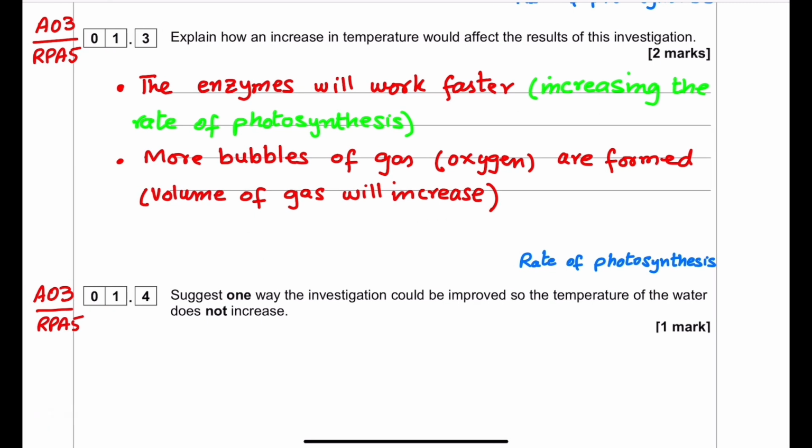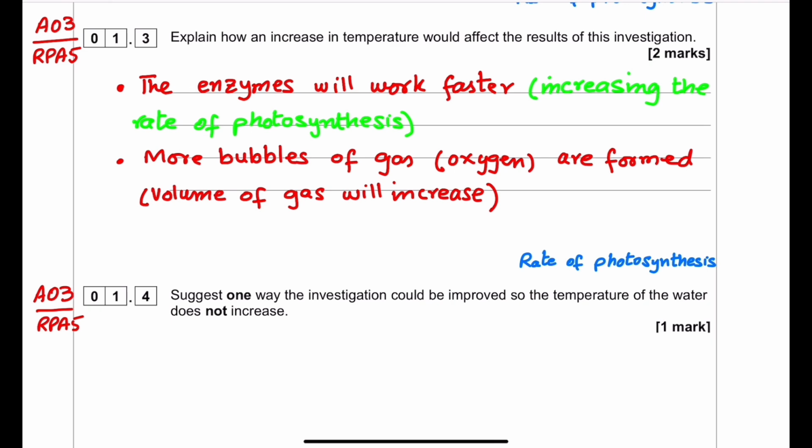1.4 is again an AO3 question related to the rate of photosynthesis, also associated with practical activity number 5. Suggest one way the investigation could be improved so the temperature of the water does not increase. Because if the temperature of the water increases, the rate of photosynthesis will increase and more bubbles will be formed. To control the temperature of the water, it is very important that students should use LED lights because they don't emit thermal radiation. Therefore, the temperature of the water will not increase.